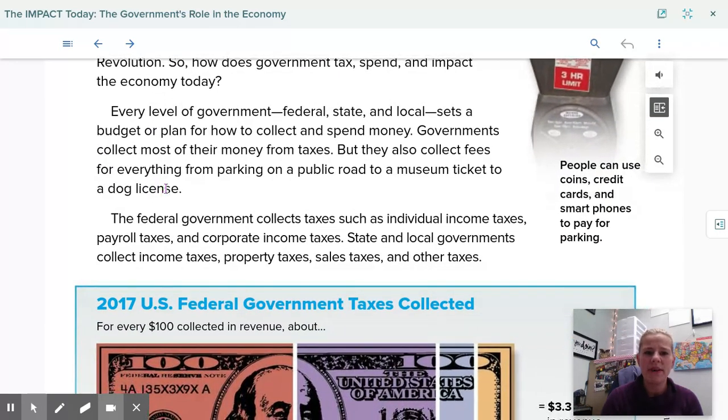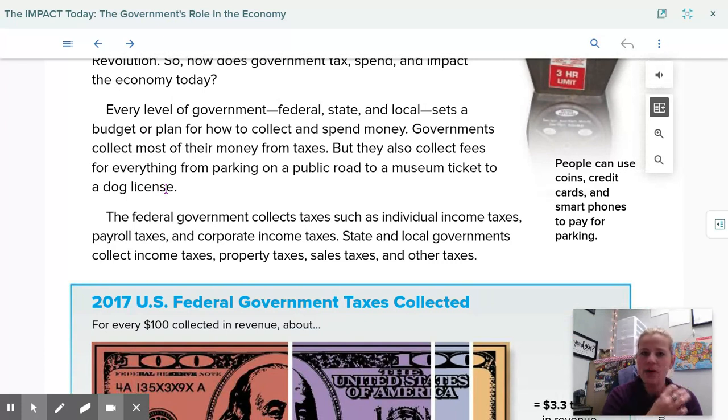Every level of government, federal, state, and local, sets a budget or plan for how to collect and spend money. Governments collect most of their money from taxes. But they also collect fees for everything from parking on a public road to a museum ticket to a dog license. The federal government collects taxes such as individual income taxes, payroll taxes, and corporate income taxes. State and local governments collect income taxes, property taxes, sales taxes, and other taxes.